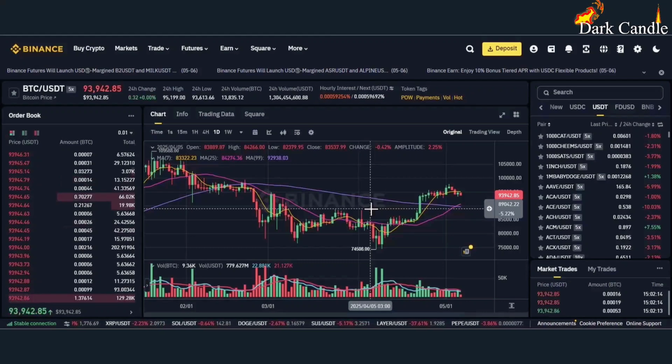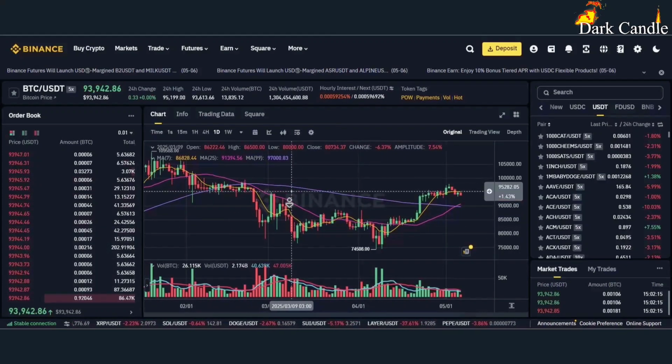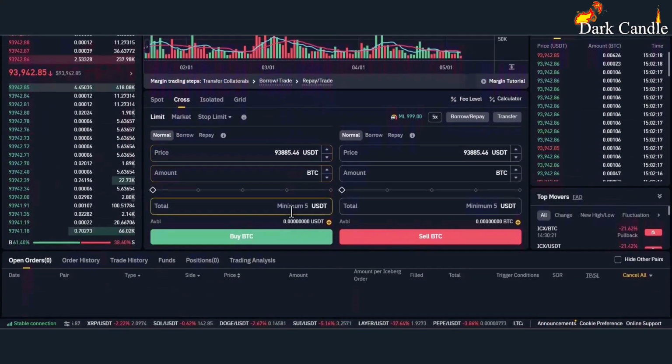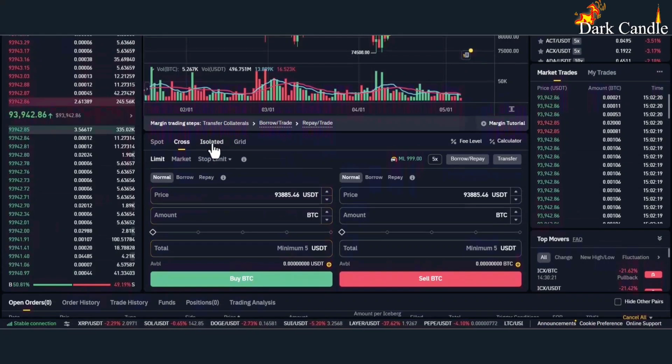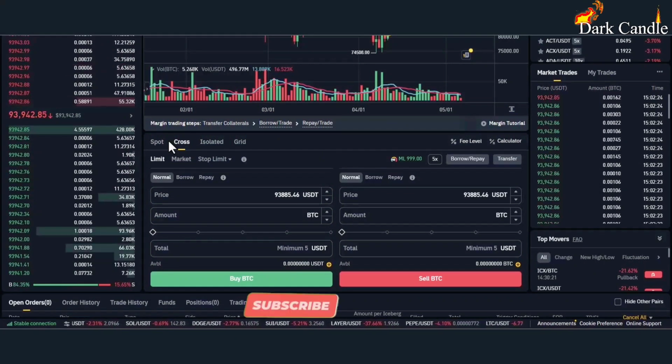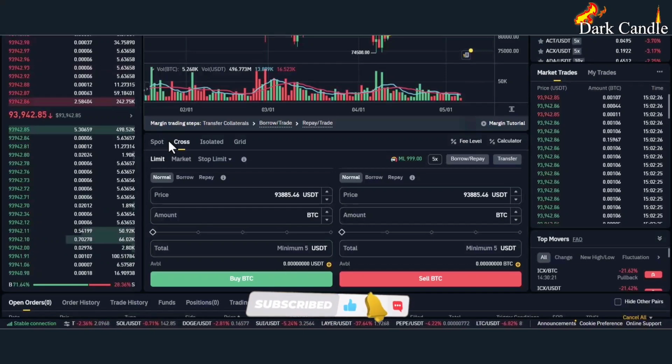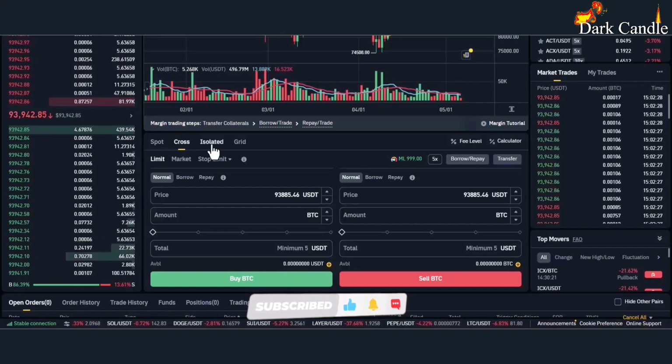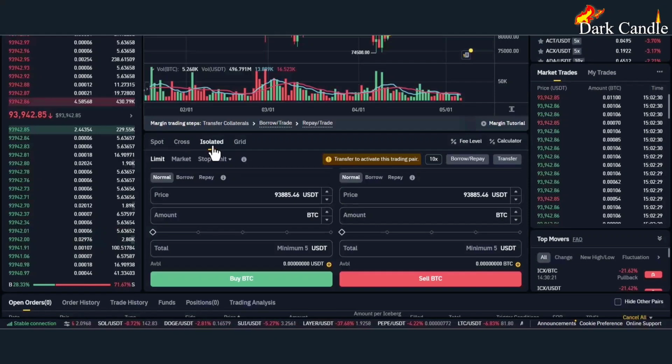You can then choose isolated or cross margin. If I scroll down a little bit more, here they are. Isolated and cross. Cross is when all your margin balances are shared and can be used to cover losses, but isolated is only when the funds in a single trade are at risk. Binance also offers different leverage levels depending on the pair, usually between 3 times and 10 times.